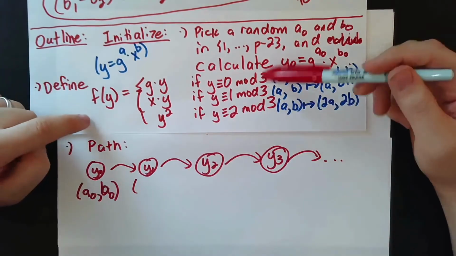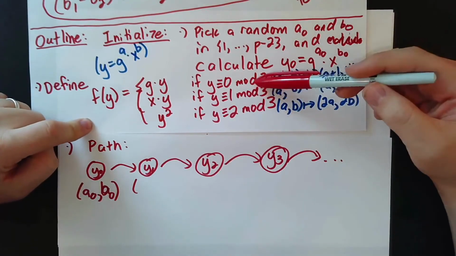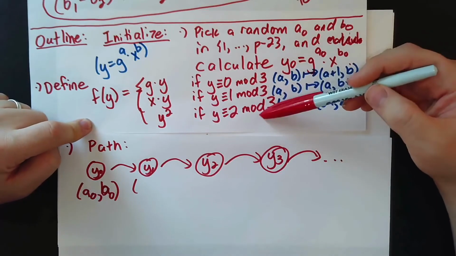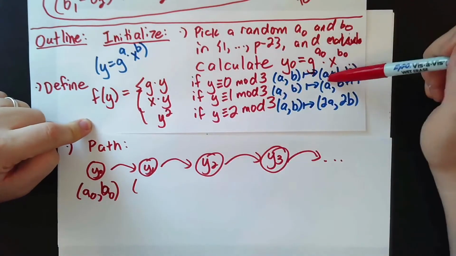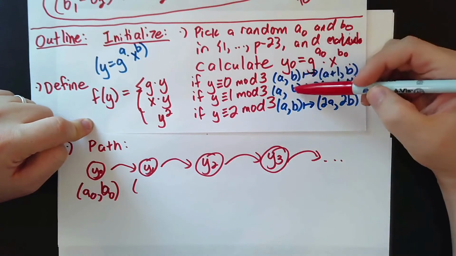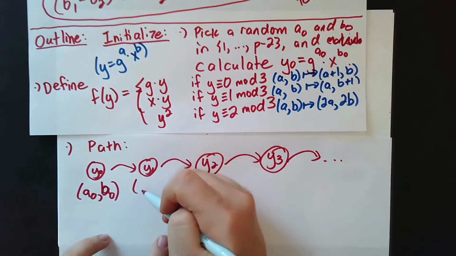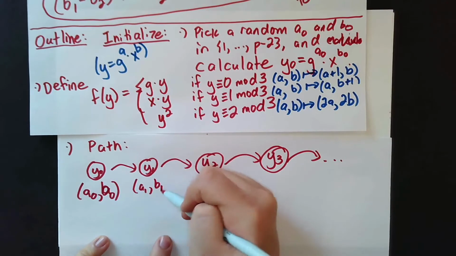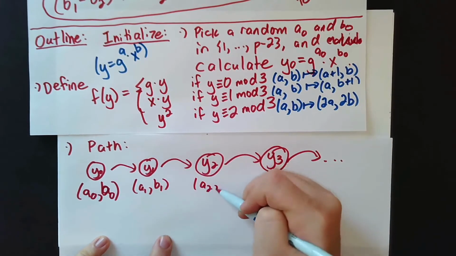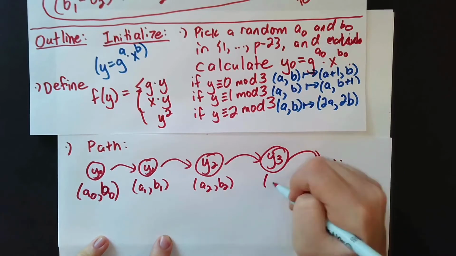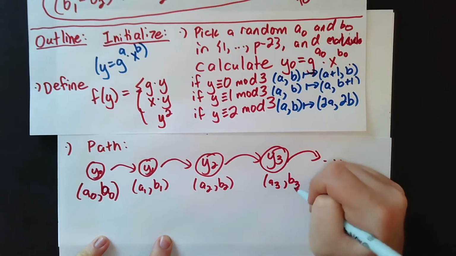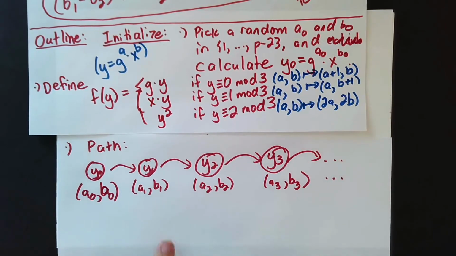And so the reason for this f, in addition to the fact that this f is sort of arbitrary and nonsensical, is that every step you take down the path, you can keep track of what a and b are. So with y1, you'll also know what a1 and b1 are, and you'll also know what a2 and b2 are, and also know what a3 and b3 are, and so on down the line.